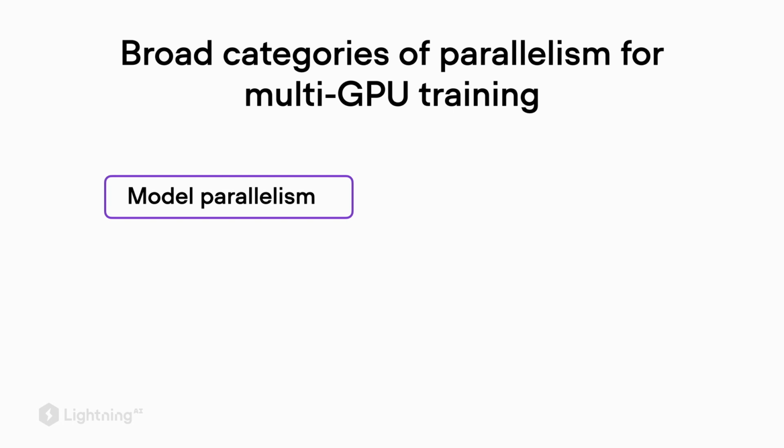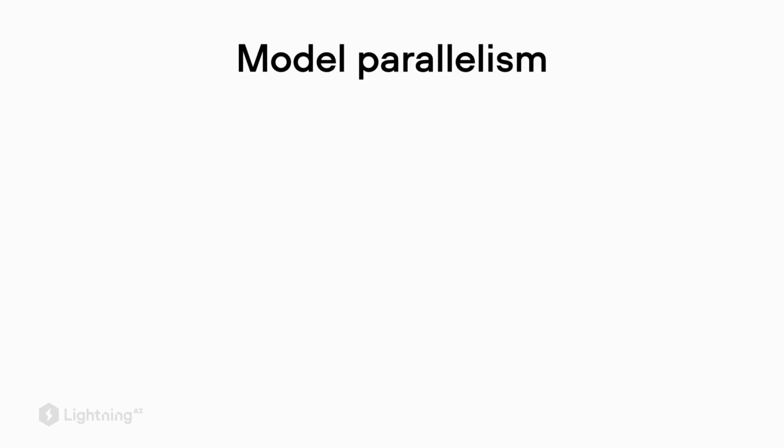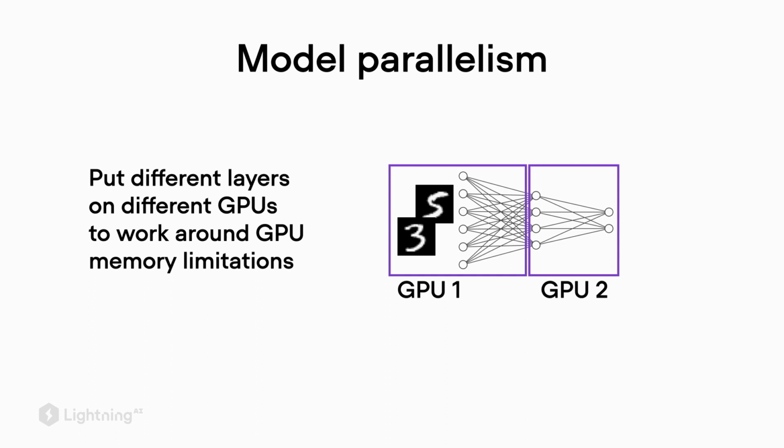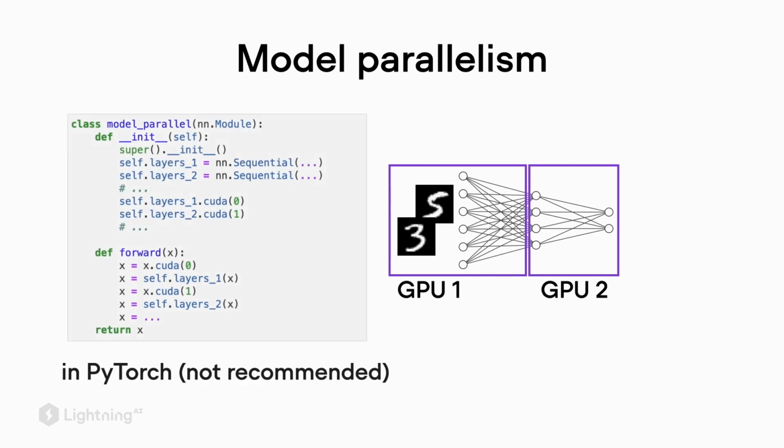Let's start with the simplest technique, model parallelism. This is usually useful in the context of limited GPU memory. So for example, if we have a very large model, we can put different layers on different GPUs to work around these memory limitations. In PyTorch code, we can use two CUDA calls for different layers of the network to put them on the different GPUs. But in practice, this is not really recommended and there are actually better strategies.